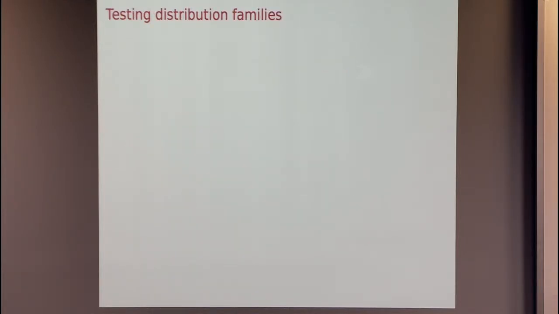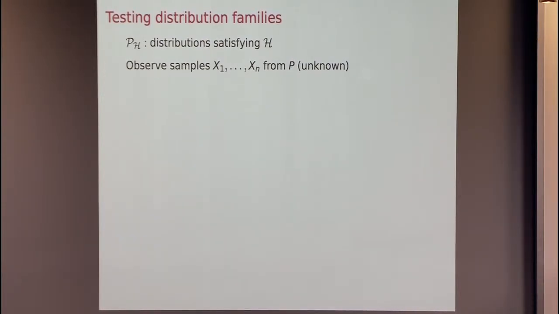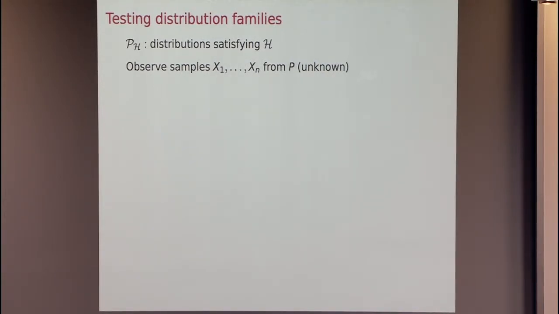So if we go to the problem of testing distribution families, here we have the hypothesis H, and let P_H denote the class of all distributions that satisfy our hypothesis. And we observe x1, x2, and so on independently from an unknown distribution P. So P is some unknown distribution. It may or may not be in our hypothesis class.